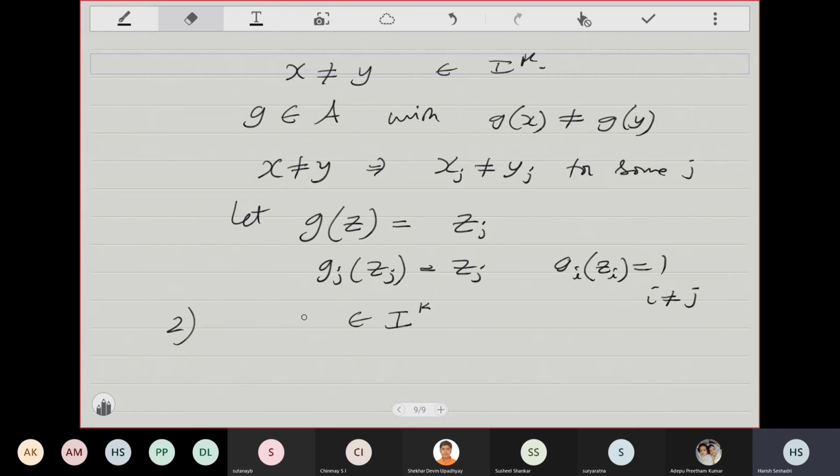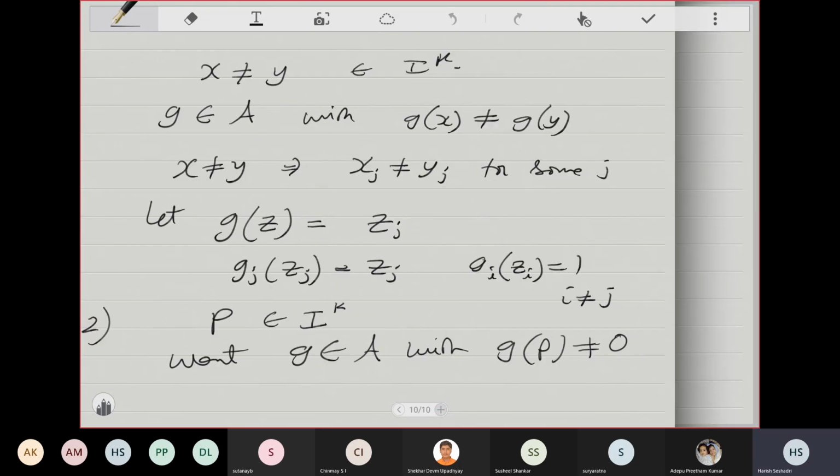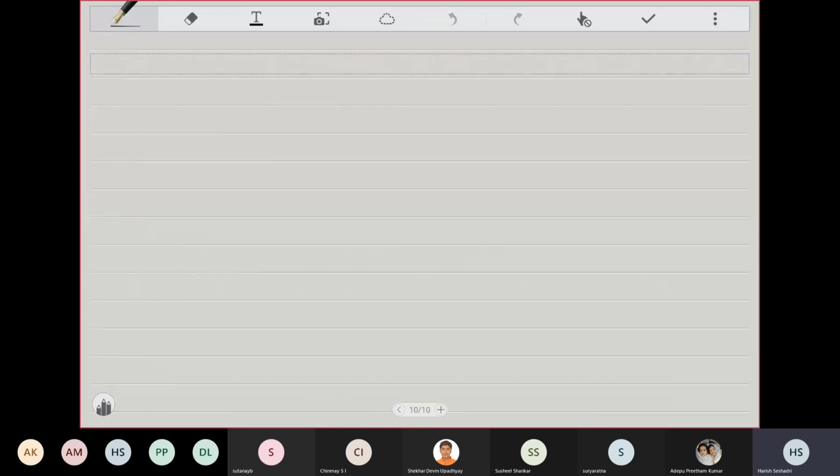As for the second one, let's take a point x in I^k. Now again, this x may not be a good idea. Let me take a point p. I want g in the algebra with g of p not equal to 0. This is even more obvious than the other one. How would you get hold of such a g? Just take a constant function.